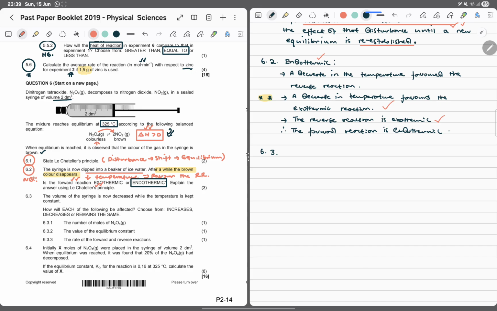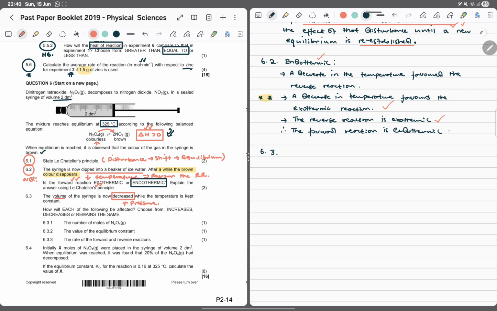So learn how to answer it so that you just take marks, okay? 6.3 says the volume of the syringe is now decreased. Now what happens when we decrease the volume of a syringe? We literally increase pressure, right? Now we know that pressure affects the rate of the reactions and also can affect our equilibrium state here.